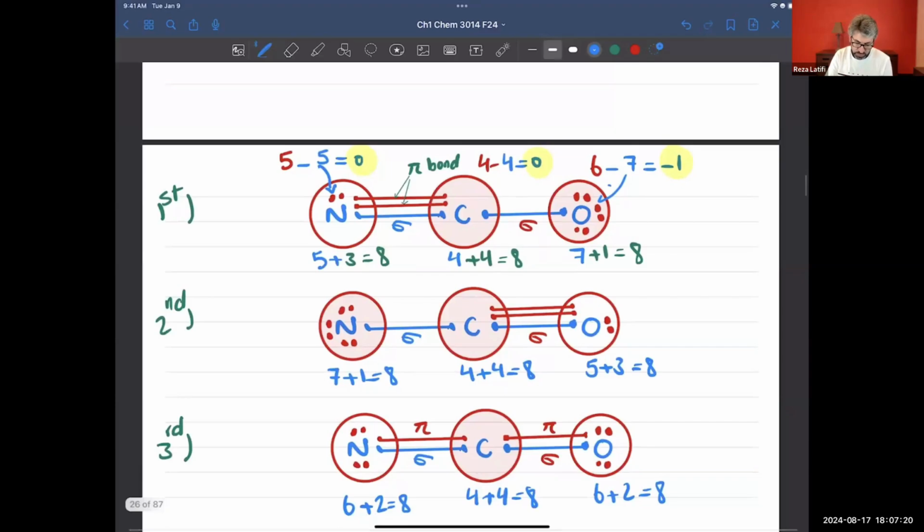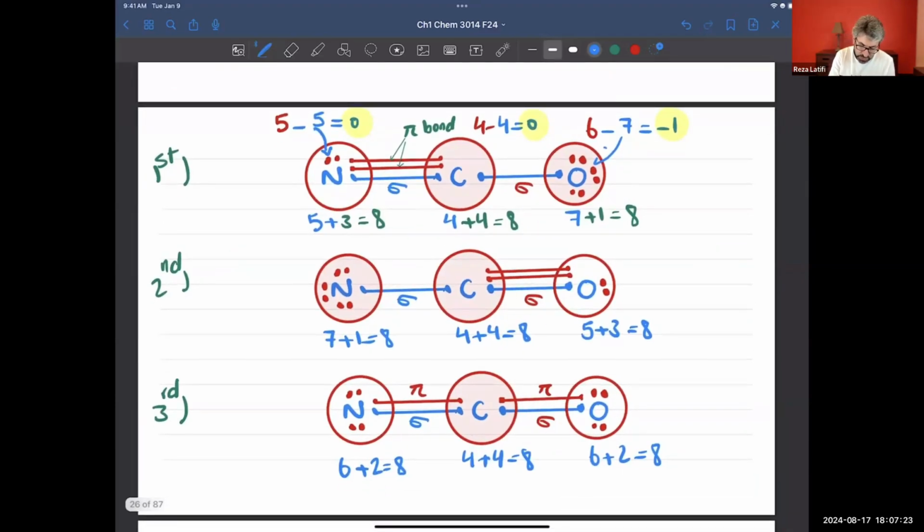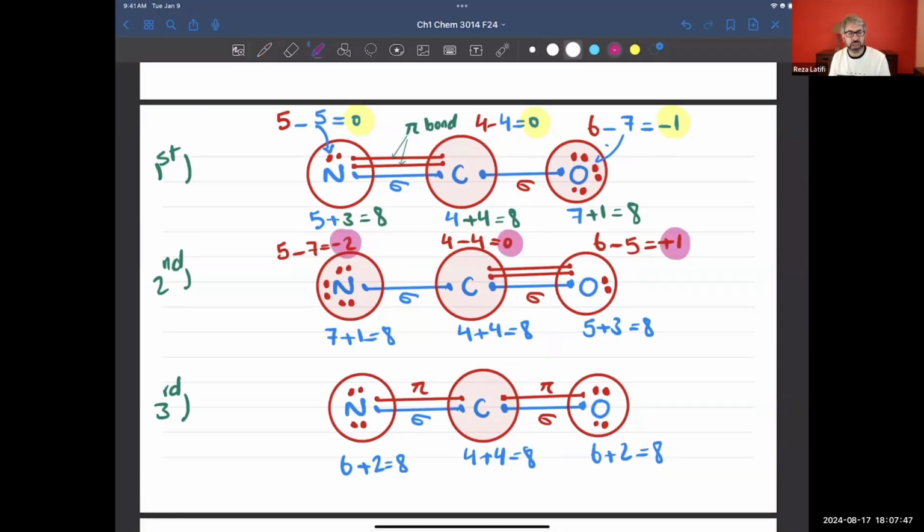If you repeat this one for the rest of the elements, you will get nitrogen here. It will be 5 minus 7. It will be minus 2. 4 minus 4, it will be 0. And this one for oxygen. Oxygen is a group 6 minus 5 electrons around it. It will be plus 1. Okay, let me highlight them. So plus 1, 0, minus 2. If you add them, the answer is going to be minus 1. It still is correct.